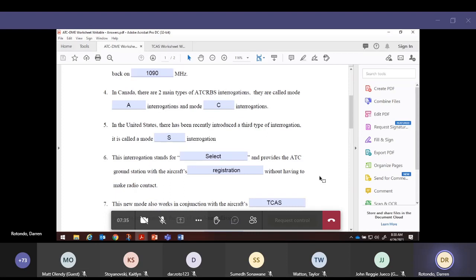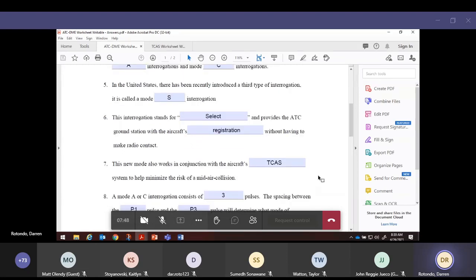Question 7. That new Mode S also works in conjunction with the aircraft's TCAS system, the traffic alert and collision avoidance system, to help minimize the risk of mid-air collision. It's a mandatory requirement to have a Mode S transponder when you have a TCAS system, which is not a problem because both transport category aircraft and commuter aircraft have to have both those systems anyway.